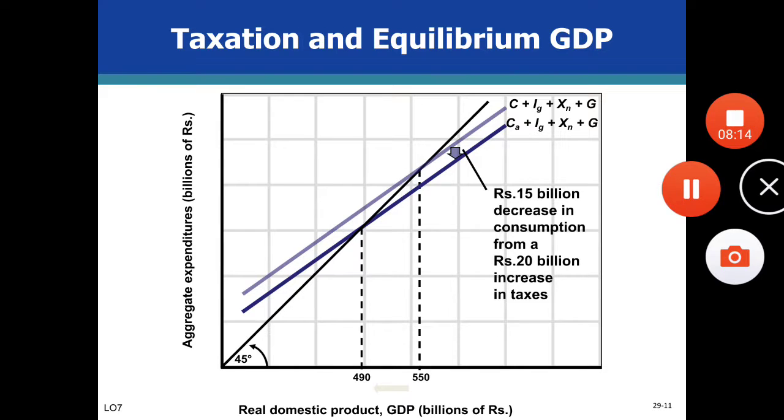And we will see 490 and 550. How much is the amount of fall in GDP? It is by 60 billion. So we can say if the government imposes tax, it will reduce consumption, because obviously the tax will reduce consumption by 15, and if the multiplier is 4, it means the fall in GDP is by the amount of 60 billion rupees.